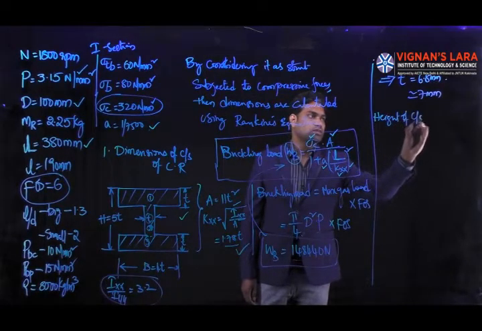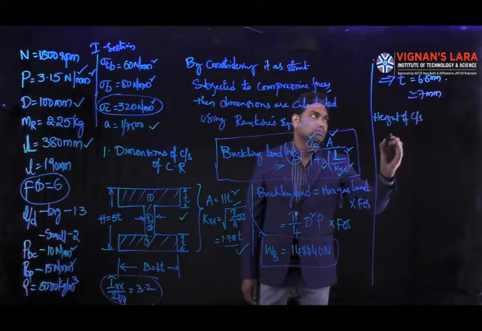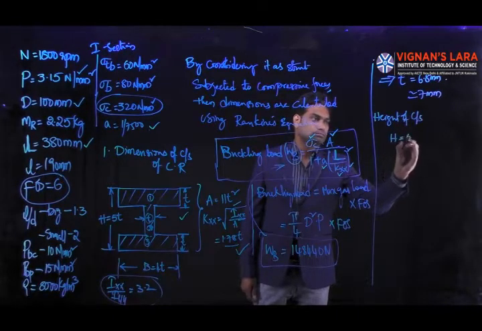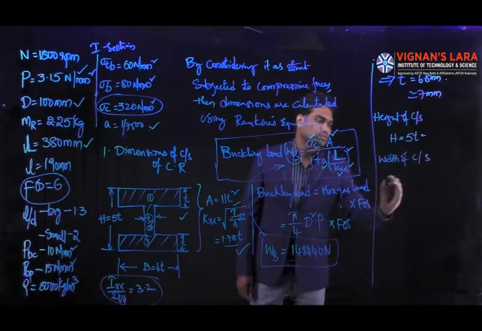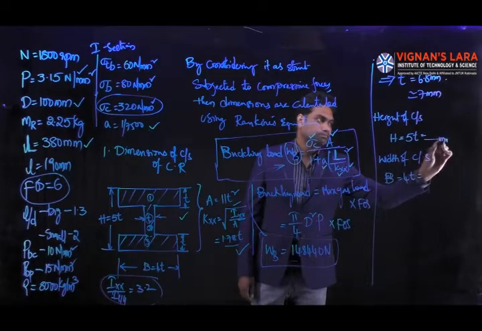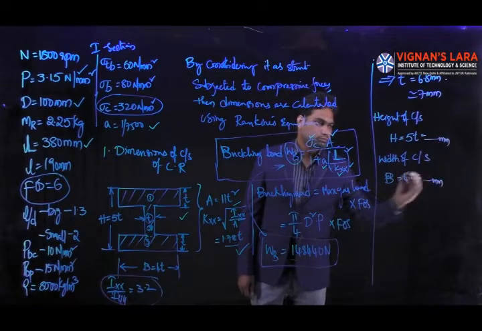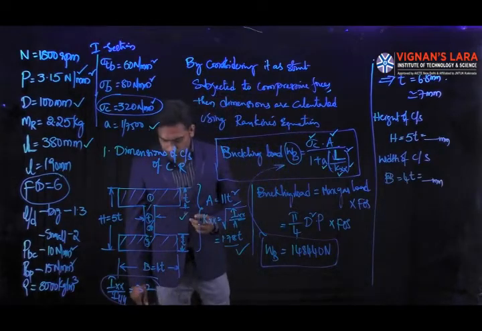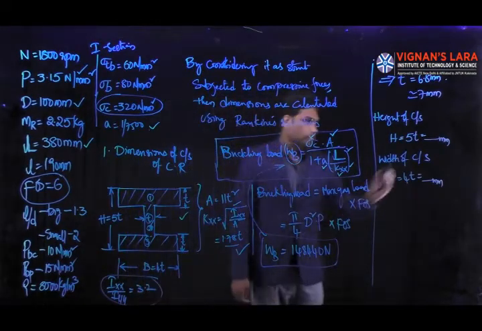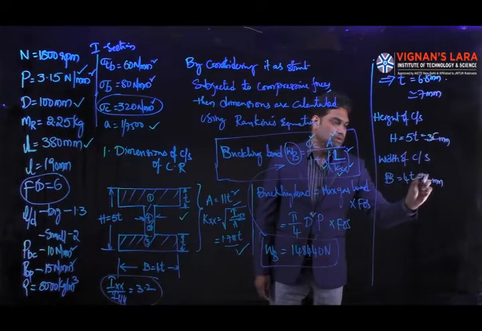the height of cross section, that is h equal to 5t. The width of cross section, capital B, equal to 4t. So after finding out the height and width of cross sections, this is 35 mm and this is 28 mm.